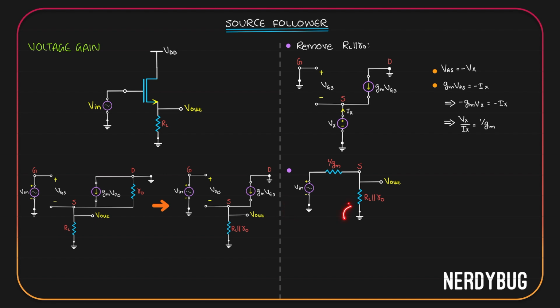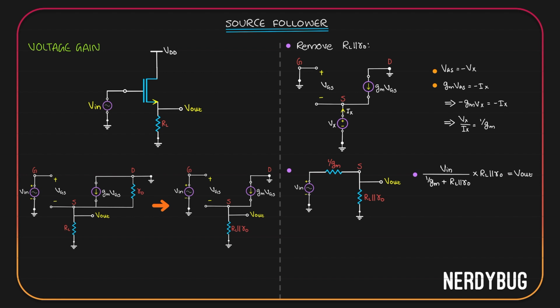We have the RL parallel to R0. Output is taken at the source. Vin is over here. Rest of the circuit is equivalent to a resistance of 1/Gm. Now it's pretty easy to find the voltage gain because all we have here is a voltage divider. Vin is being divided between 1/Gm and RL parallel to R0. Out of that, whatever is dropped across RL parallel to R0 becomes Vout.